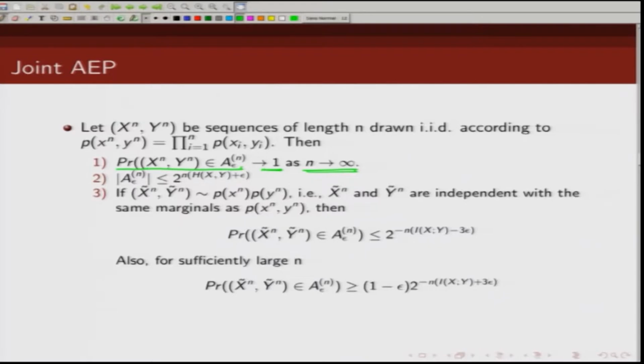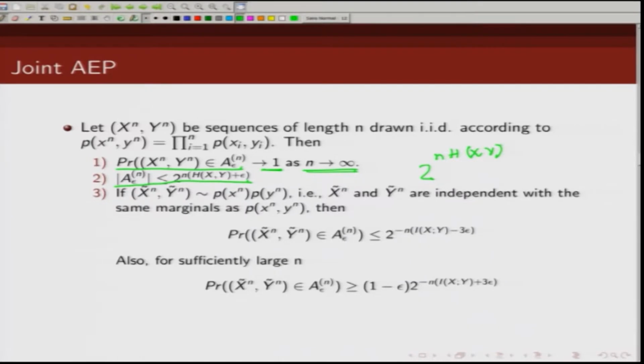So the probability that x^n and y^n are jointly typical goes to 1 as n increases, n is very large. And how many such jointly typical sequences are there? That is upper bounded by 2 raised to the power n times (joint entropy of X and Y plus epsilon). So it's roughly 2 raised to the power n H(X,Y). These many jointly typical sequences are there.